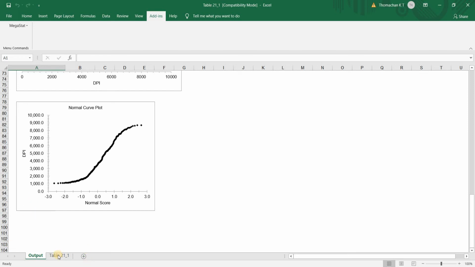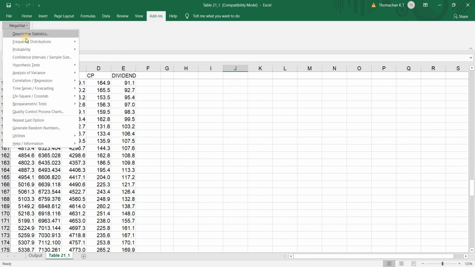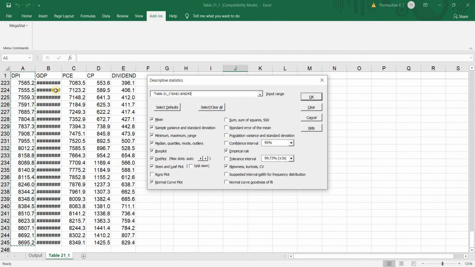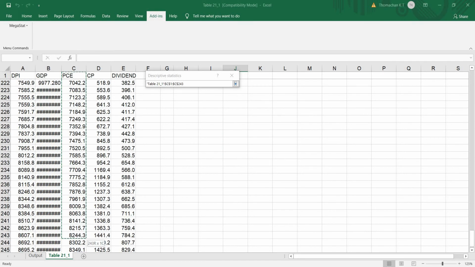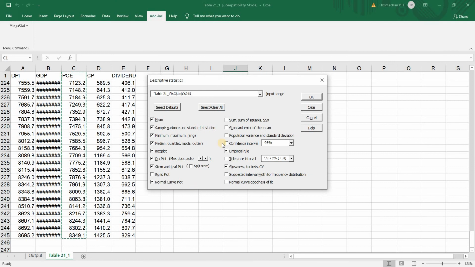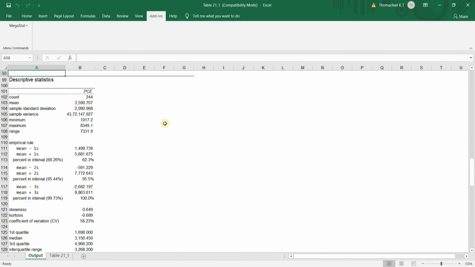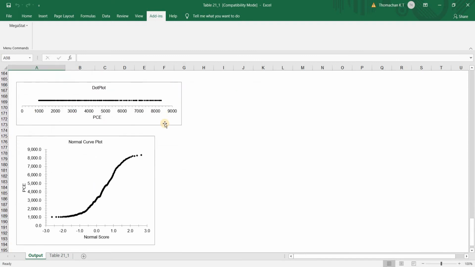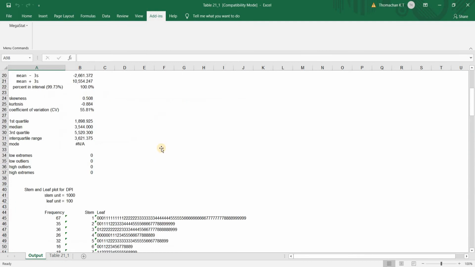You take another, again you go to Megastat. This time I take this PCE to see what are the characteristics of this. I give OK. Again you have this, and this is also not normal, as you can see.